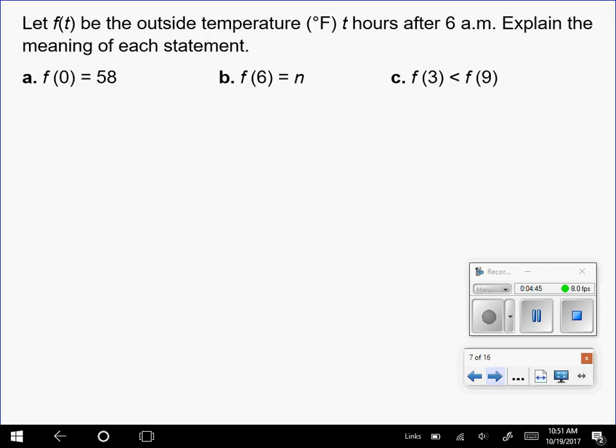Okay. So then we have some story problems that go along with this. Let f of t be the outside temperature t hours after 6 a.m. Explain the meaning of each statement. So kind of in words, we want to explain it. So t represents the number of hours after 6 a.m. That's what this says.